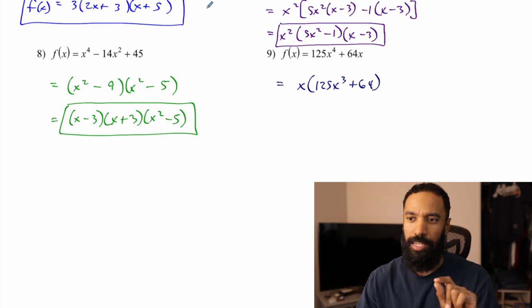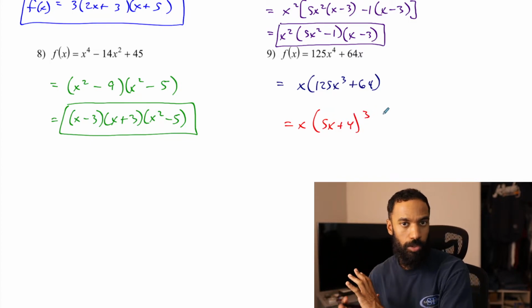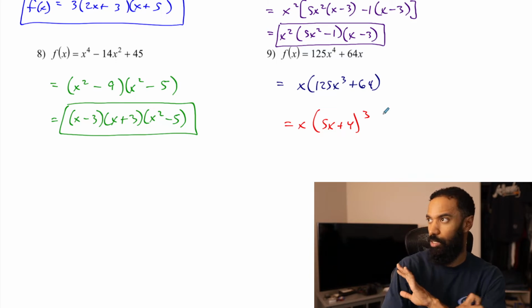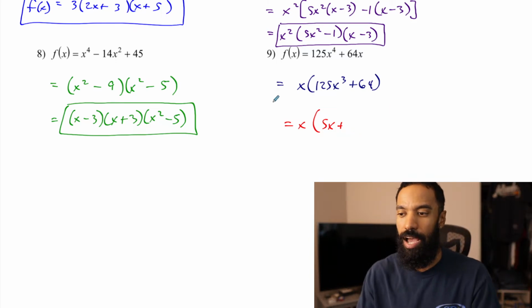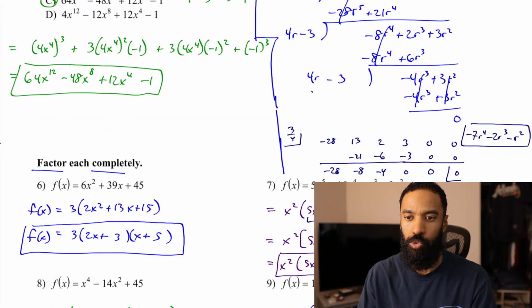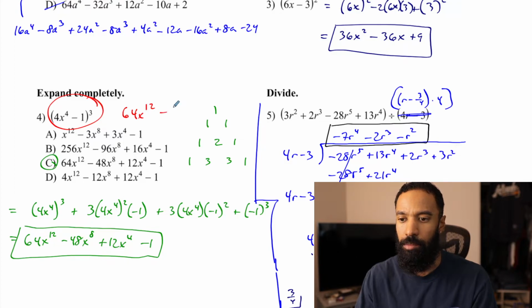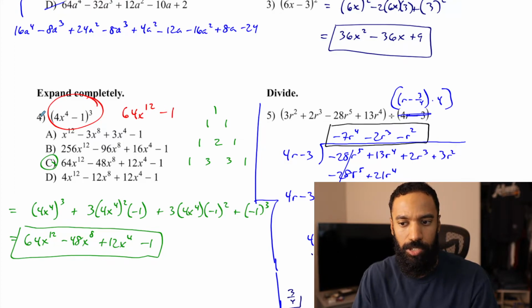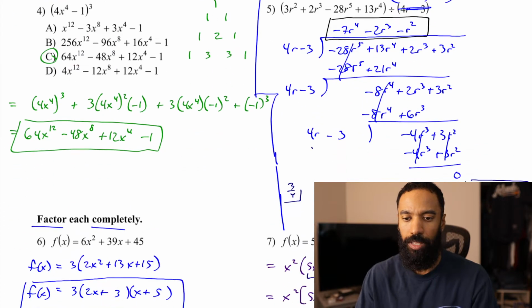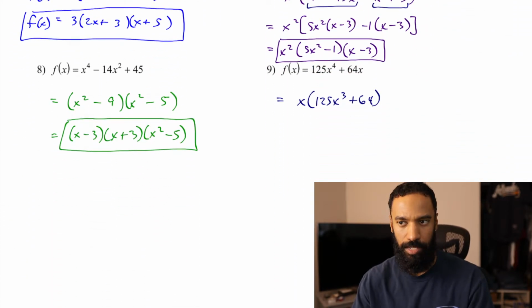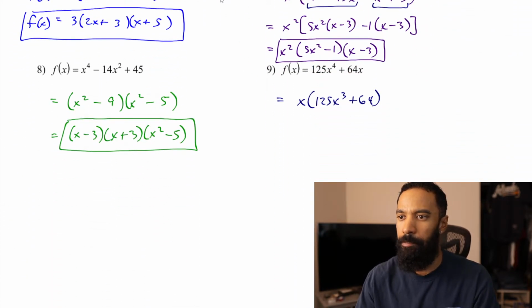Here's what it's not. It is not 5x plus 4 cubed, right? You don't factor out the cube. We've established this many times that that's not how that works. If it was that easy, then I would have just written that for this answer right here, right? This would have been just 64x to the 12th minus 1. And that's not the case. So let's make sure we really clearly establish what it's not. And that's one of the things.